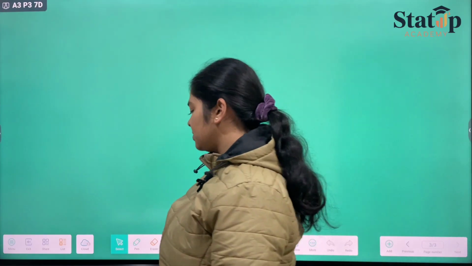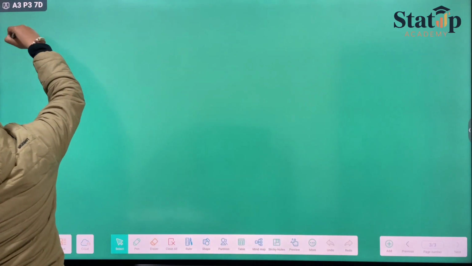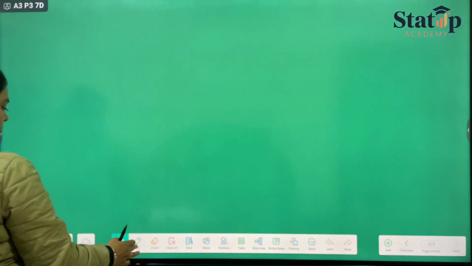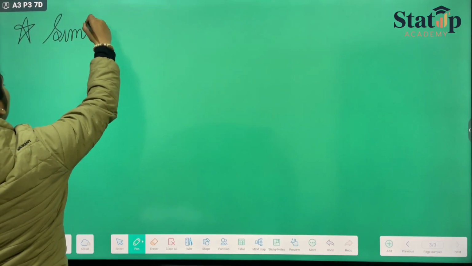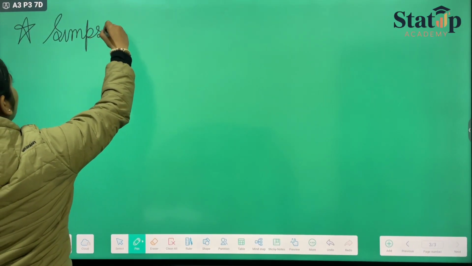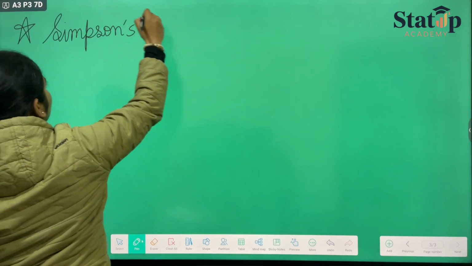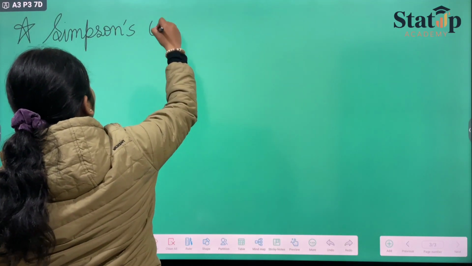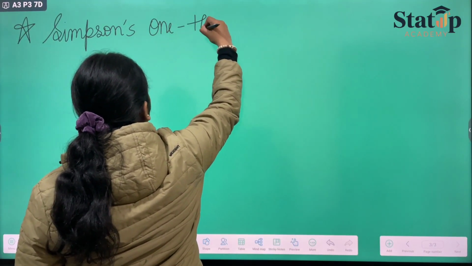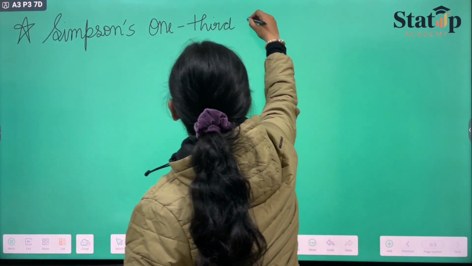In this lecture, we'll start with a new rule of numerical integration. In the previous lecture, we did the trapezoidal rule. In today's lecture, we'll do Simpson's one-third rule.